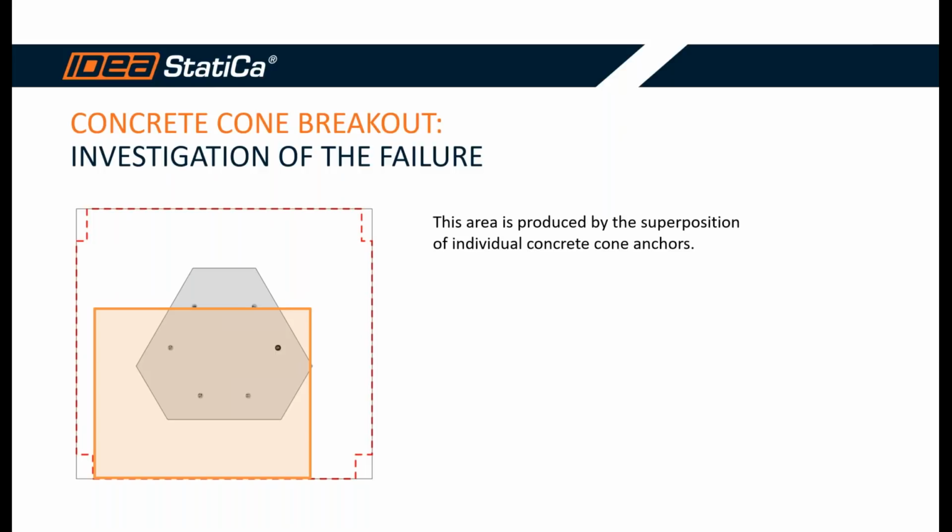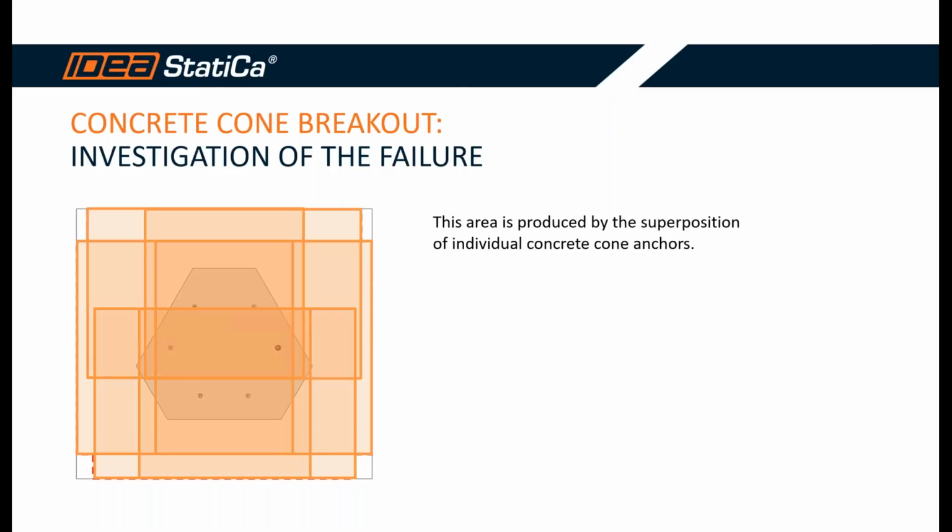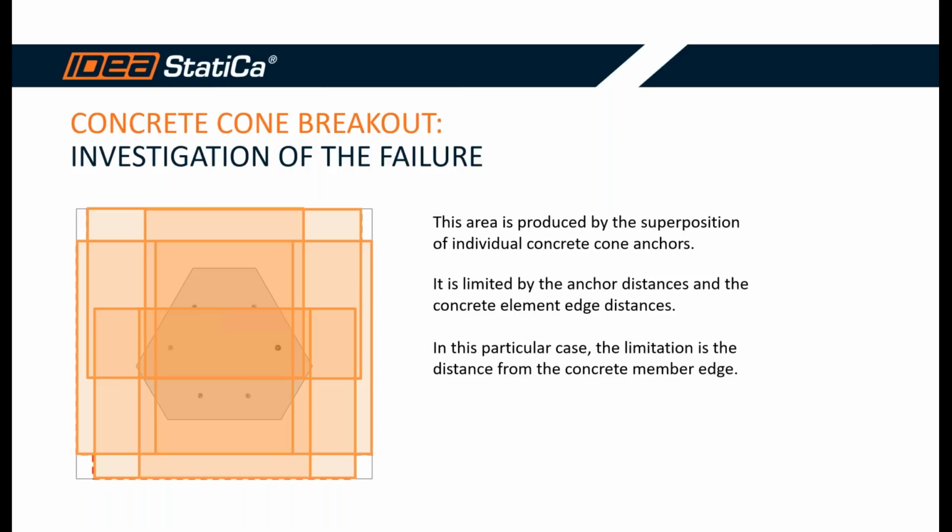And we can see that it is produced by the superposition of individual concrete cone anchors. So for each anchor, we're adding all their concrete cones. And all these cones are limited not only by the anchor distances, but also by the concrete element edge distances. And in this particular case, since we can't move the anchors apart, the limitation is the distance from the concrete member edge.